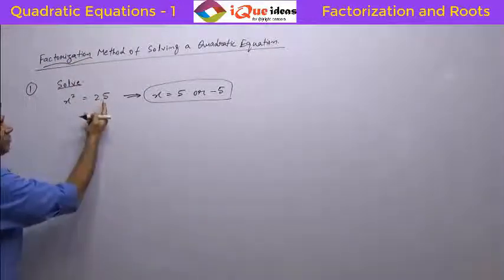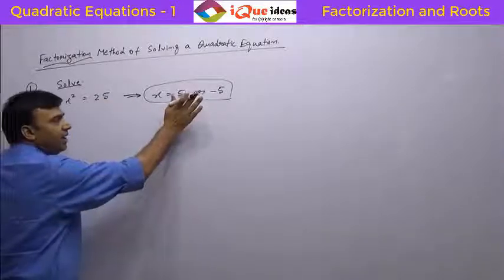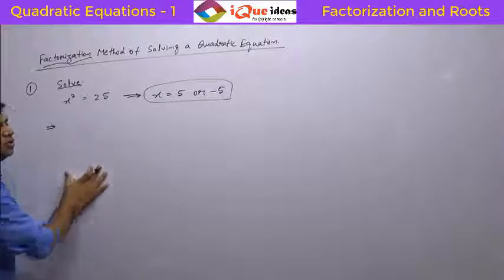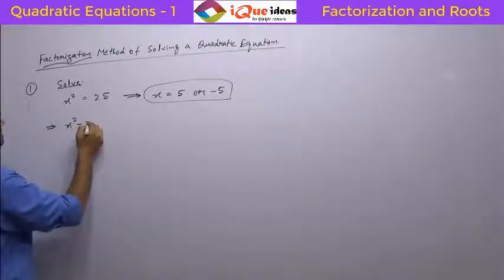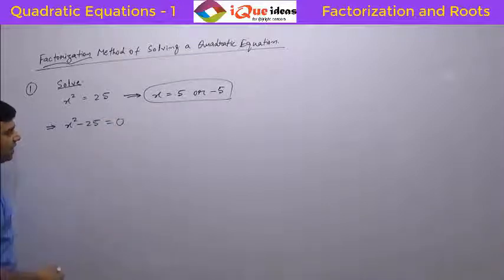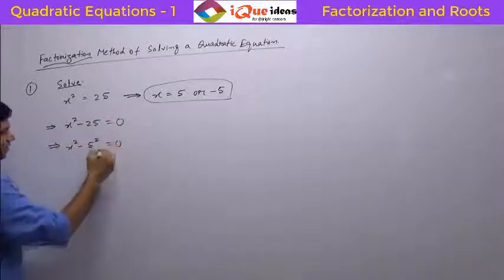Let's look at this. Bring this 25 to the left hand side. We already got the answer of this; I'm just trying to show how to use factorization in an easier situation. Here we have x square minus 25 equal to 0. Now this can be written as x square minus 5 square equal to 0.